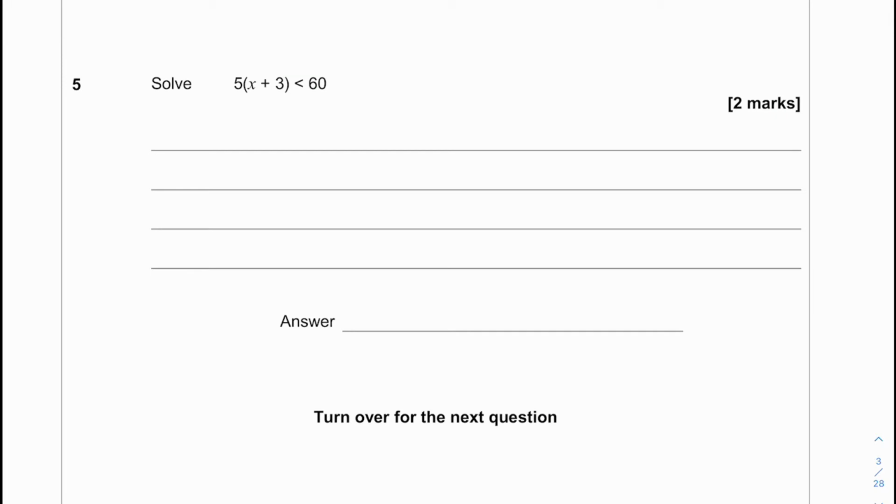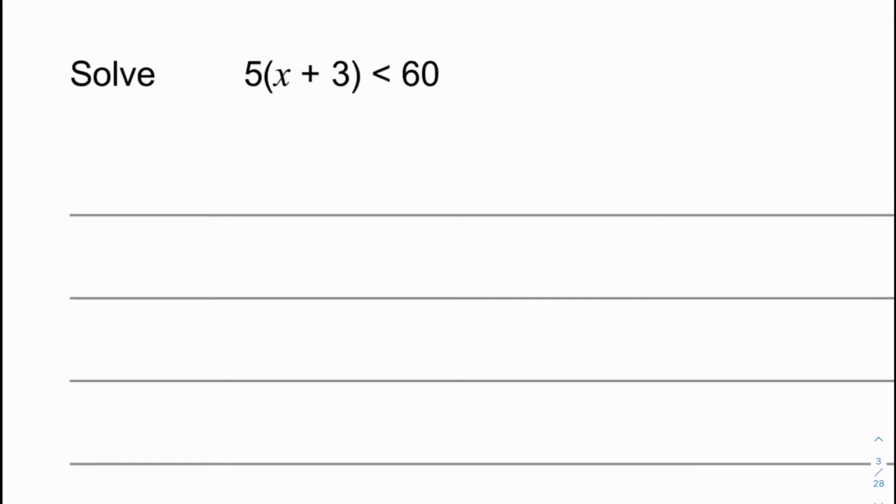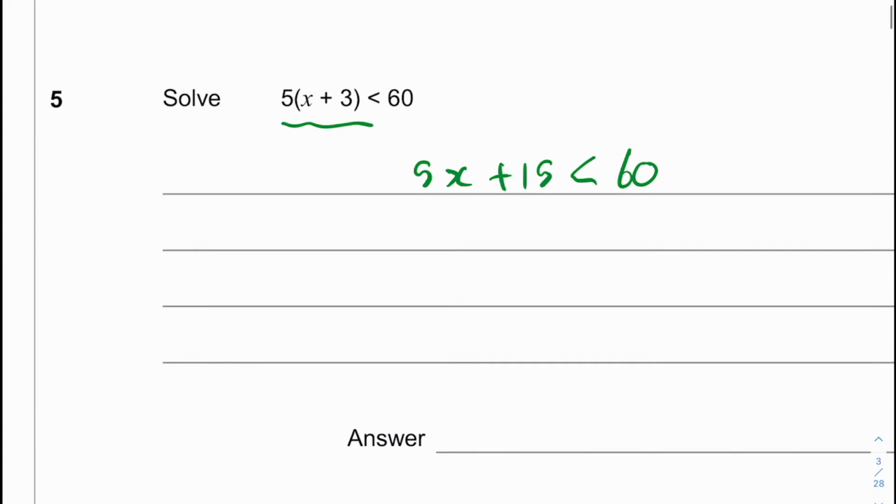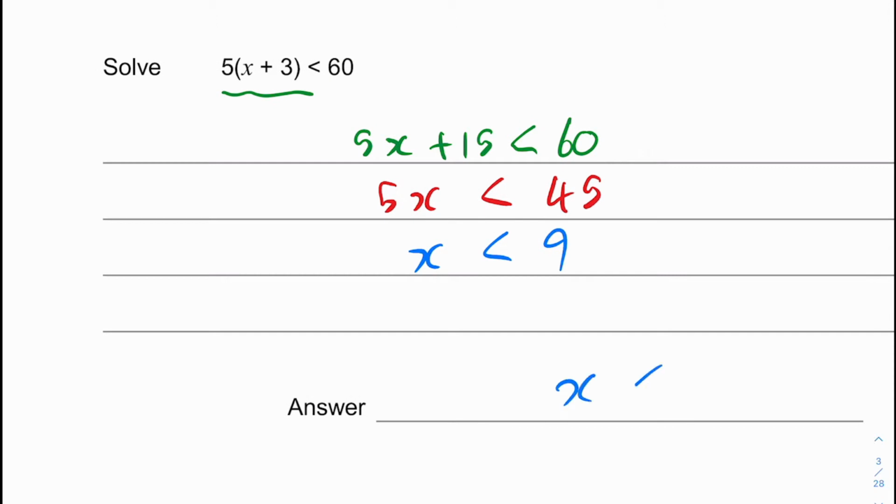Okay, so question 5, we need to solve 5 brackets x plus 3 is less than 60. The first thing to do is of course expand our brackets. So when we expand this, what we get is 5x plus 15 is less than 60. Next thing to do is to take 15 away from both sides. So we are now left with 5x is less than 45. And dividing both sides by 5, we finally get x is less than 9. So the answer is x less than 9.